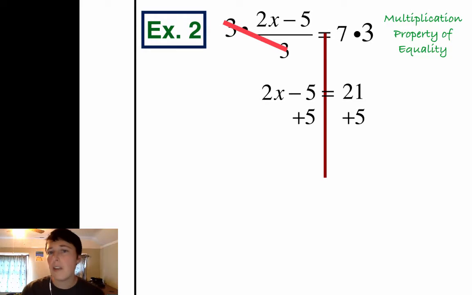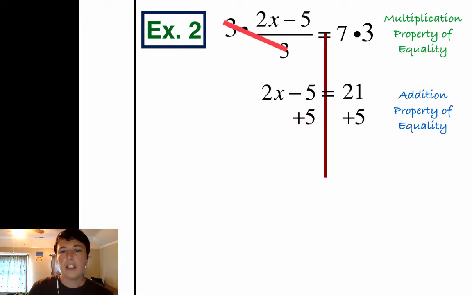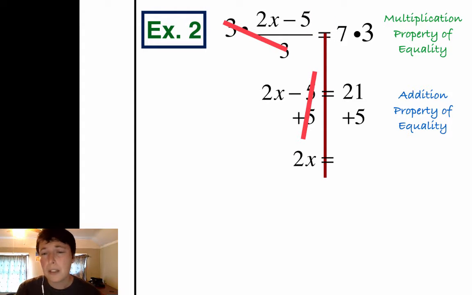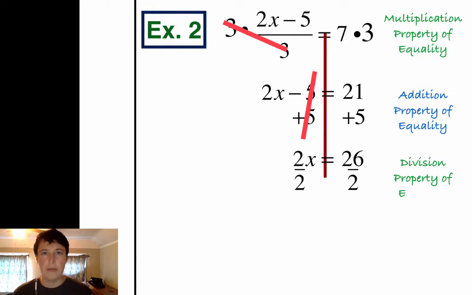Adding 5 to both sides gets rid of it, and that's the addition property of equality. So we're going to cross out the 5's. They're gone. What's left? Well, we still have a 2x, and we have 21 plus 5. 21 plus 5 is 26. So we're getting closer to our answer, but we're not done. We have 2x, and we only want an x. So what do we do to get rid of the 2? Well, we divide it away. We're going to use a fraction for division. We're going to divide by 2 on the left and the right side. We're going to do it equally. That's that division property of equality. So this is now a 3-step problem. We got the multiplication property, the addition property, and now the division property of equality.